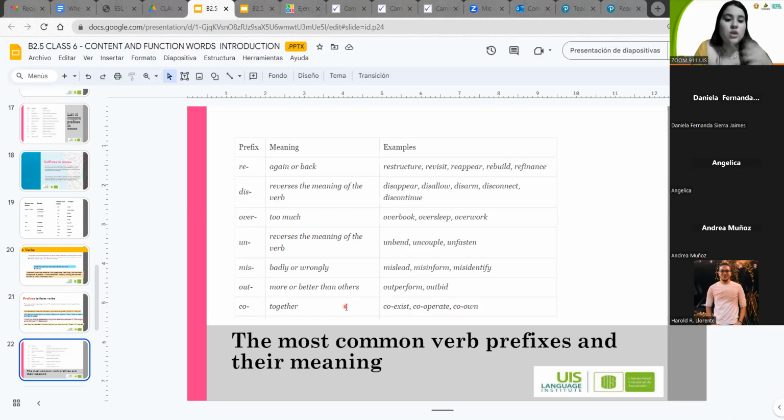Like these ones: overbook, oversleep, overwork. Todos esos siguen siendo verbos. Un reverses the meaning of a verb. So it's like this, pero con un.